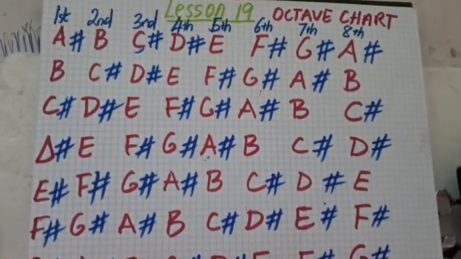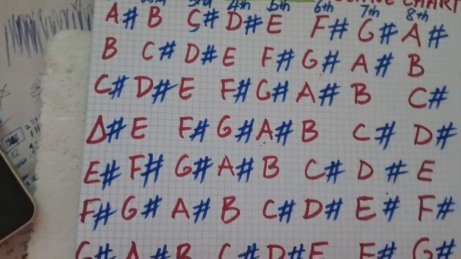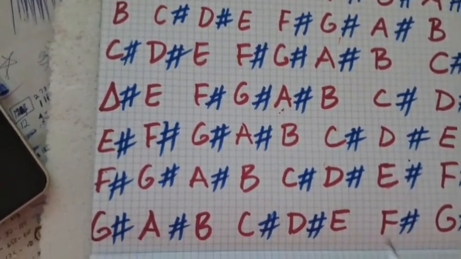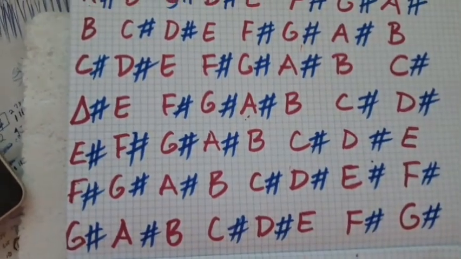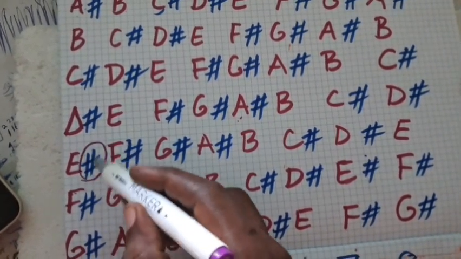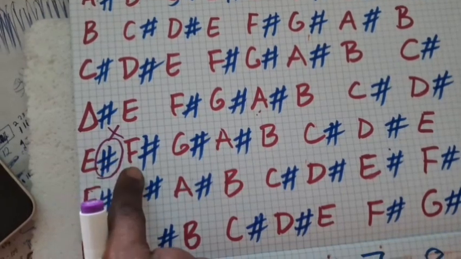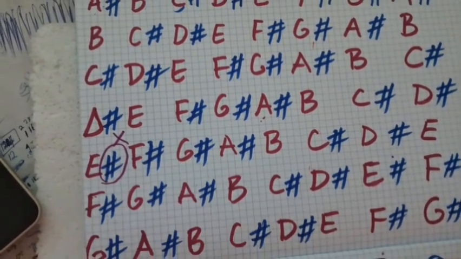Okay. Please watch if you are able to detect any mistake here. Yes, here. This is wrong. After E is F, no E sharp.